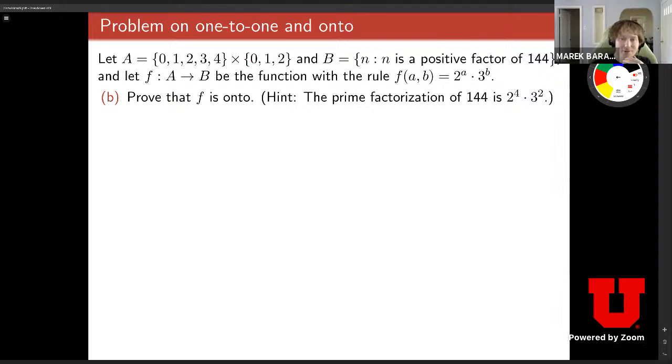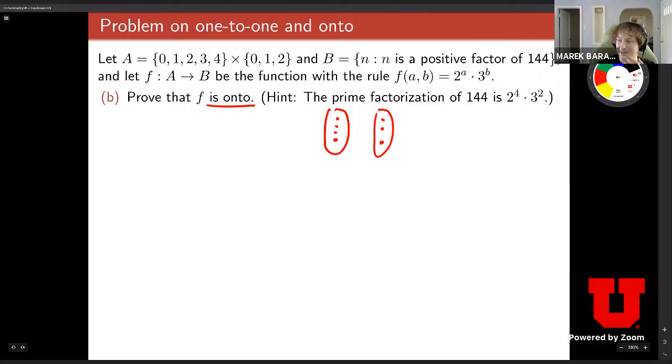Okay, so what we want to show for this one is that it's onto. And does anyone want to remind me of the definition of onto? So graphically, what we want is something like this. Yes. Well, kind of, sort of.